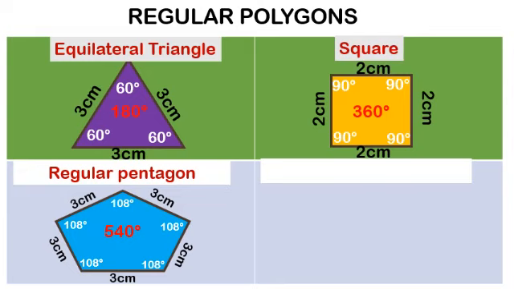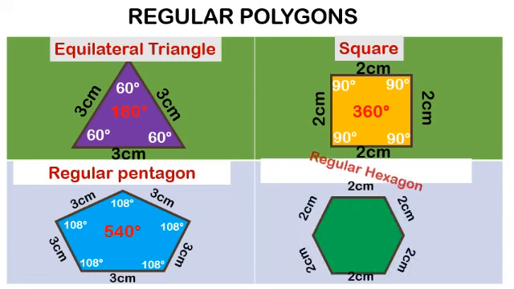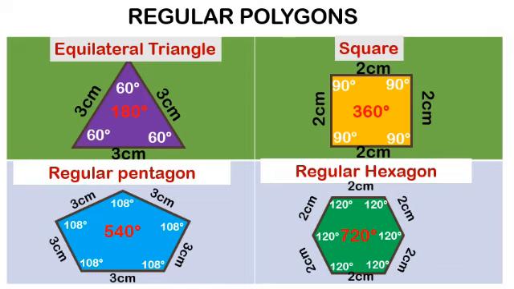Then a six-sided regular polygon is called a regular hexagon. Means 6 sides and 6 angles are equal. Then how much is each angle? We know the sum of angles of a hexagon is 720 degrees. So here also, sum of angles by number of angles, we get 720 by 6, that is 120 degrees each. But here also it is not necessary that the sides are equal. So we can say a hexagon with equal sides and angles is called a regular hexagon.